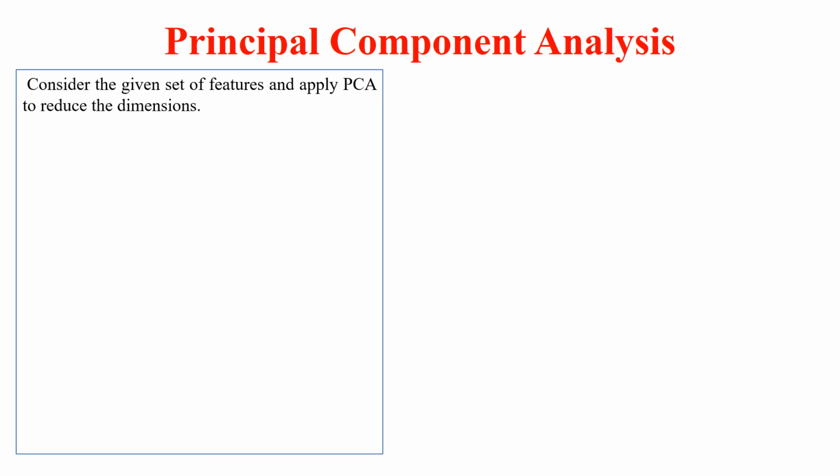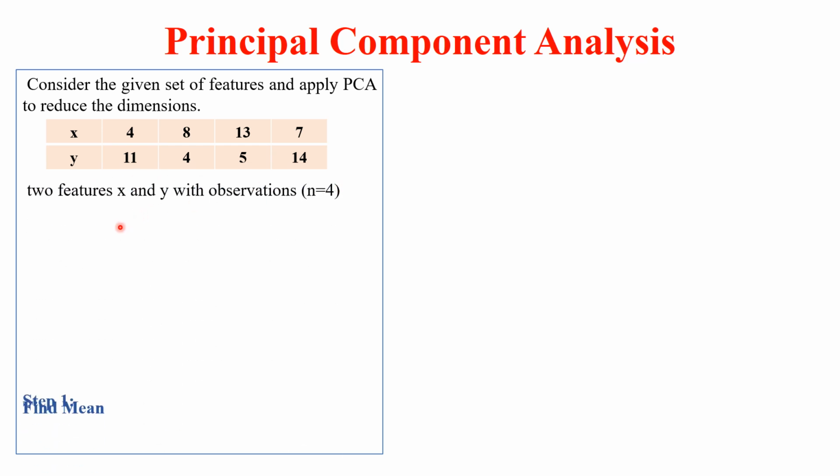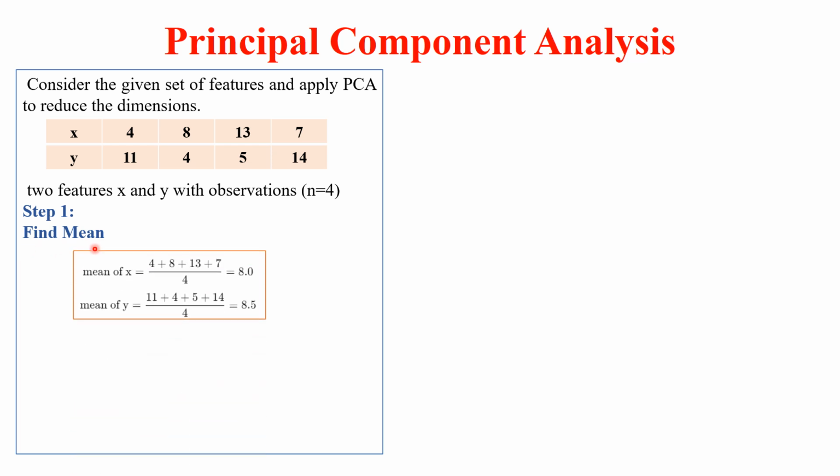Let us consider the given set of features and we are going to apply PCA to reduce the dimensions. X and Y are the features and we have 4 observations here. The first step is to find the mean. From the given set of features, we are finding the mean of X and mean of Y.